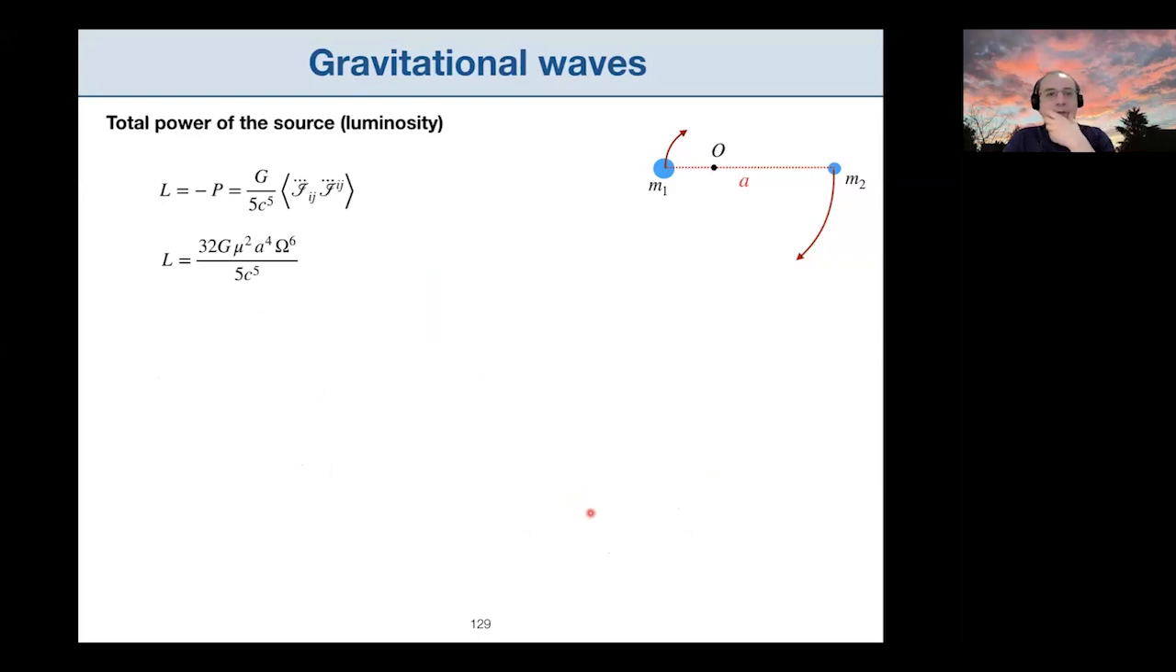Okay, so what about the total power of the source? We applied the formula. Again, we bring back the speed of light in order to make things a little bit more clear conceptually, and we work in the SI system. In this case, we get G over 5 c to the power of 5, which is even more disastrous than before, right? c to the power of 5 is already 10 to the minus 14 SI units. This is what we get when you plug in the formula for two masses revolving on circular orbits around the barycenter, so the problem we're dealing with. That's the total luminosity, which is minus the power.